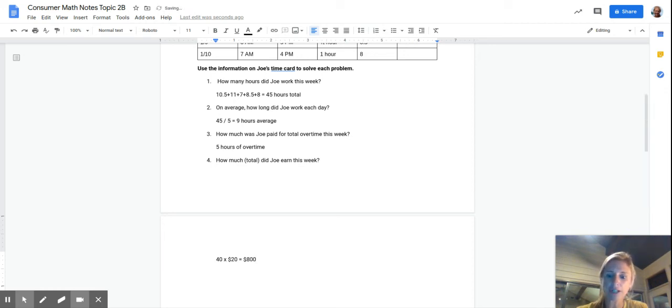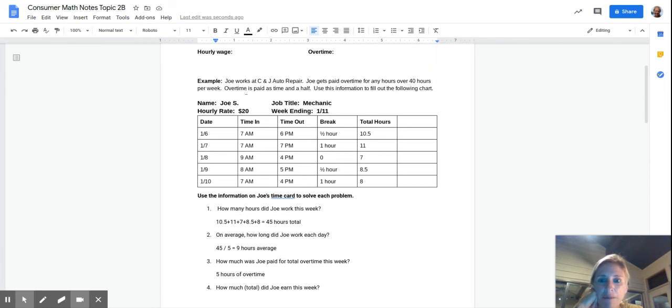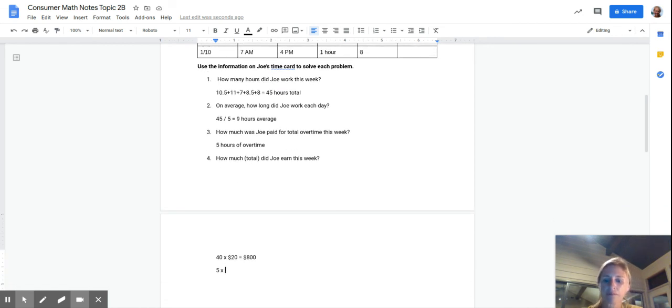But he also worked overtime. He worked 5 overtime hours, and we have to multiply that times his overtime pay. So how much does he make on overtime? Let's go back and look. Overtime is paid as time and a half. He makes $20 an hour. So what's time and a half? Time and a half is 20 plus half of that. So $30. He makes $30 per hour of overtime. So then he makes $150 for that much.